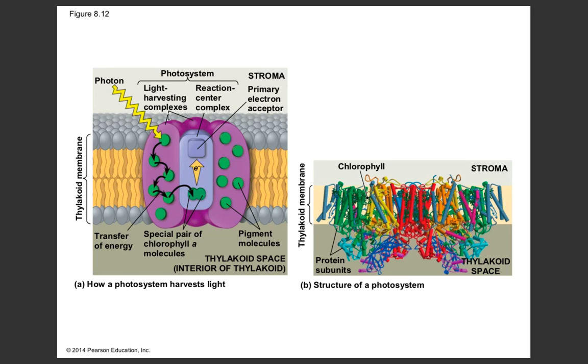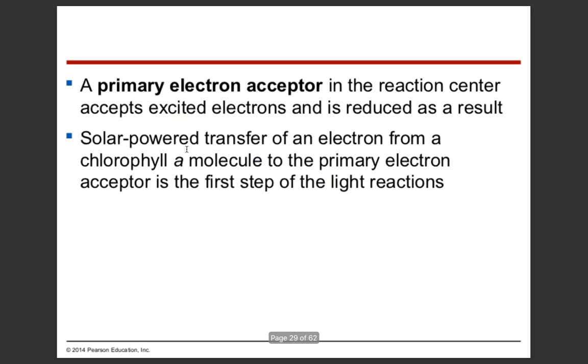Here we have our photosystem, okay? So we have the purple part here that has our light harvesting complexes, pigments, things like that. And then in the center, you have your reaction center complex. Okay, so that's the overall structure of our photosystem.